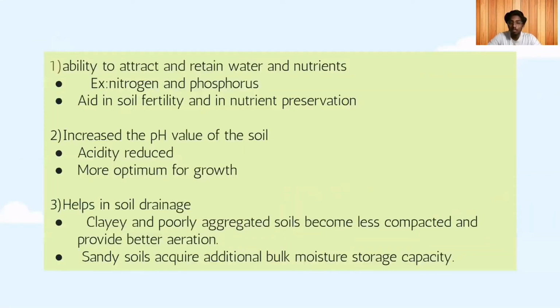Alright, so the first one, with biochar, the ability to attract and retain water and nutrients in plants should increase much more. For example, the nutrients which they can retain would be nitrogen and phosphorus. These would really aid in soil fertility and in nutrient preservation. With this nutrient preservation, their roots will be much healthier and the plants will be much healthier, causing the plants to have much better growth and overall success.